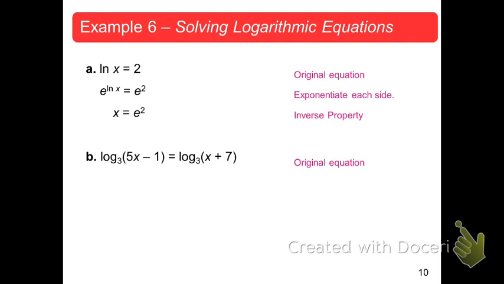For this next problem, what do we notice here? That we already have it in a form where we can use the one-to-one property. Since we have it in a form to use the one-to-one property, we can just write 5x minus 1 is equal to x plus 7, and that is because we have the same base. And so 5x minus 1 is equal to x plus 7. Then, of course, x is equal to 2.